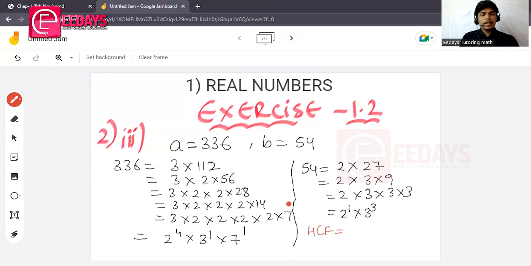HCF is nothing but you just take the common numbers. Here 2 to the power 1 and 2 to the power 1 is common. Let's write 2 here, and 3 to the power 1 and 3 to the power 1 is common. Let's write 3. Anything else? No 2, no 7, no more 3. So you'll get the HCF as 6. Now how to find the LCM?